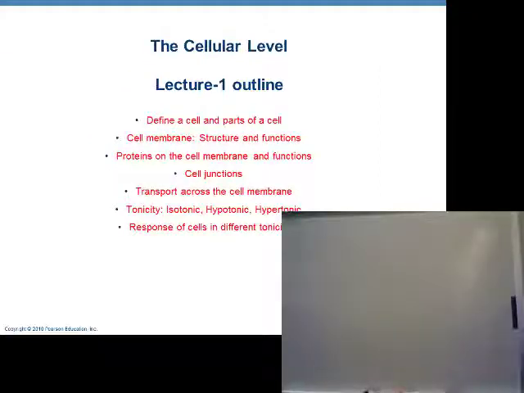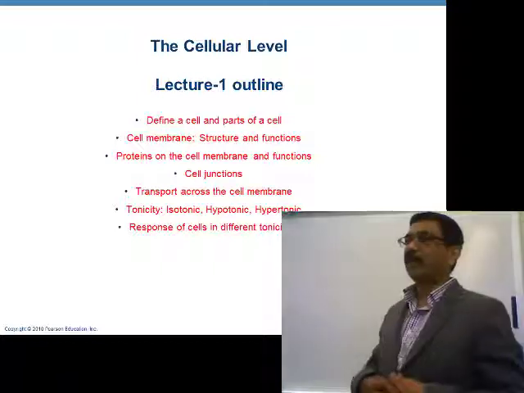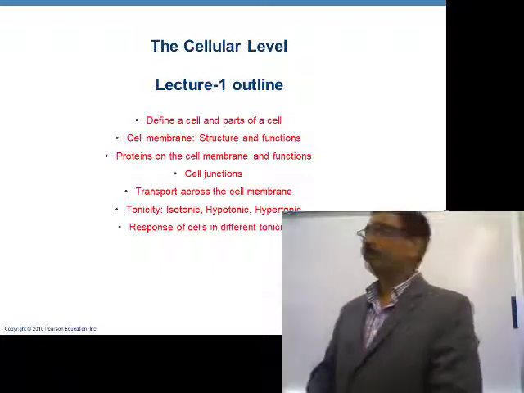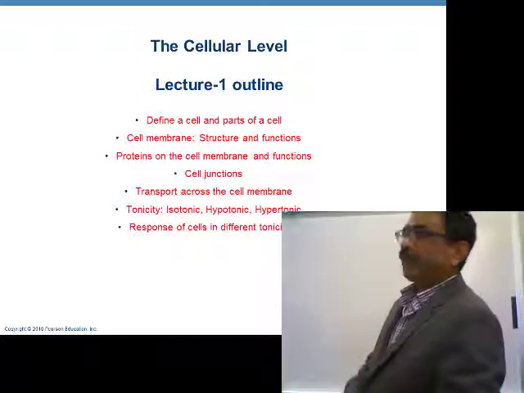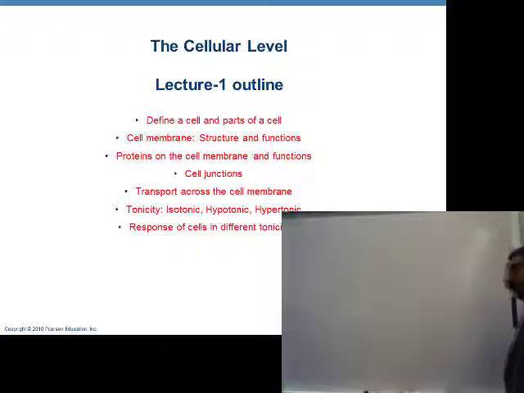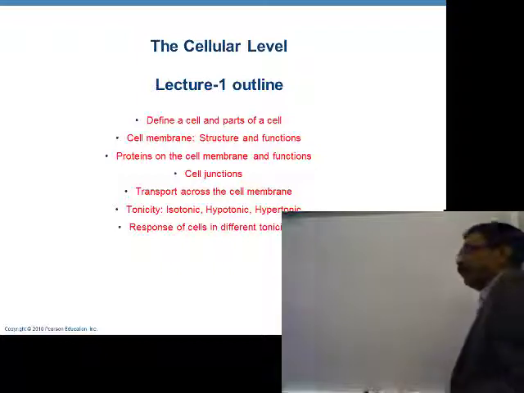Today we will talk about the cellular level. So we'll talk about the cells. First we'll see the definition of a cell, the parts of a typical cell. Then we'll talk about the cell membrane, structure and functions of the cell membrane, properties.